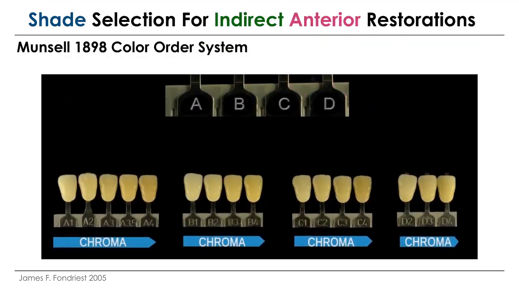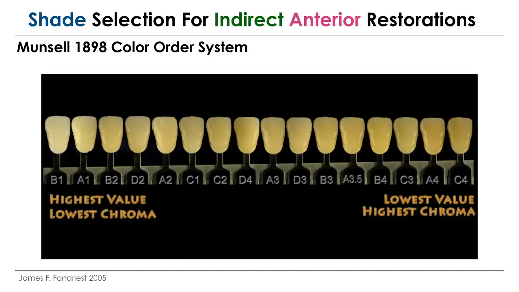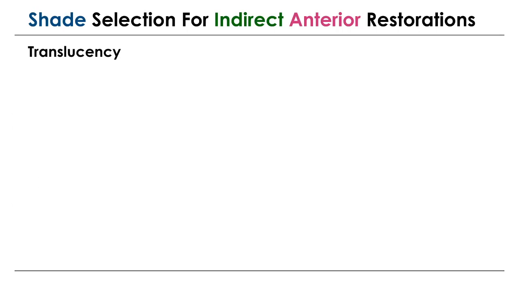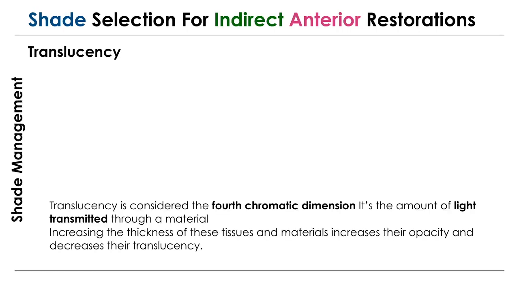Okay, we have A1, A2, A3. That means when we increase the number, we increase the chroma. Okay, and when we have B1, that means the highest value. What about the C4? C4 means the lowest value. Understood now for the hue and chroma and value? You have to go back and read more about it to understand it, because it's the key for your successful restorations.